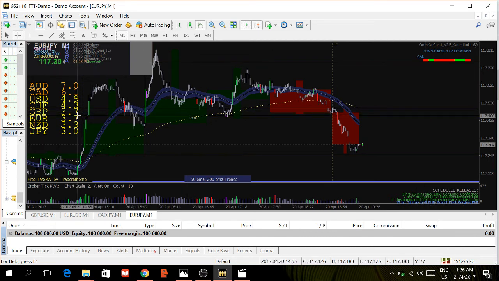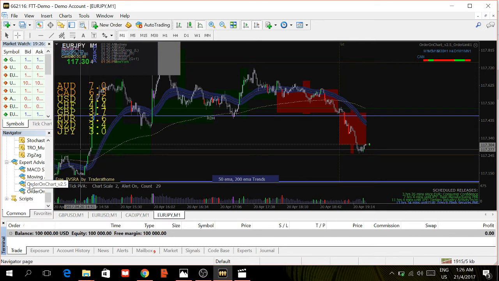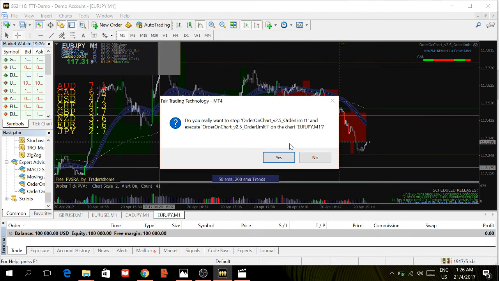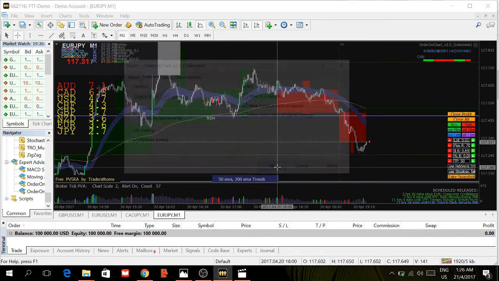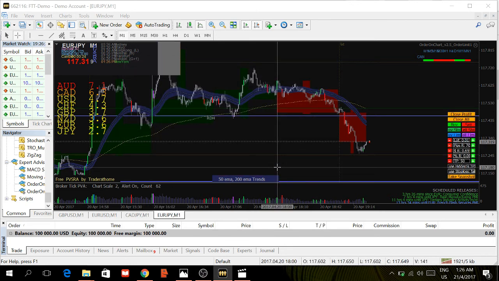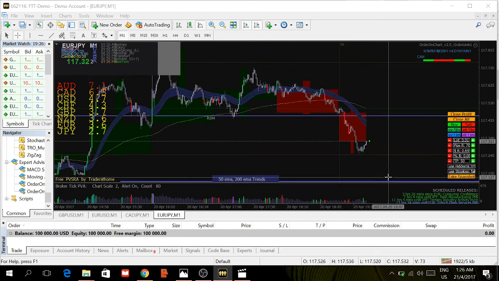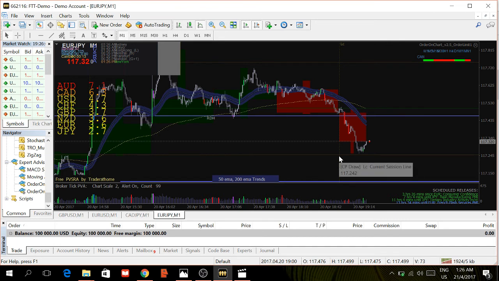Another thing is that most of the time you would like to add this order on chart, which is an EA that helps us to trade. Here you click allow live trading, then you can activate this expert advisor, also called EA. We use this order limit EA. Let me get rid of it for the moment.